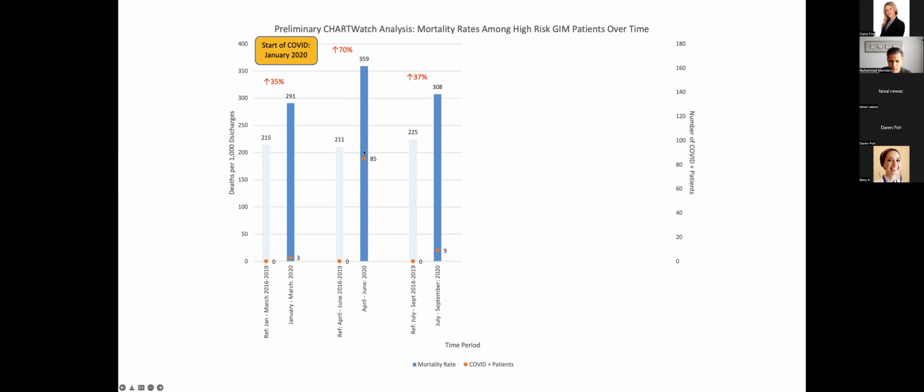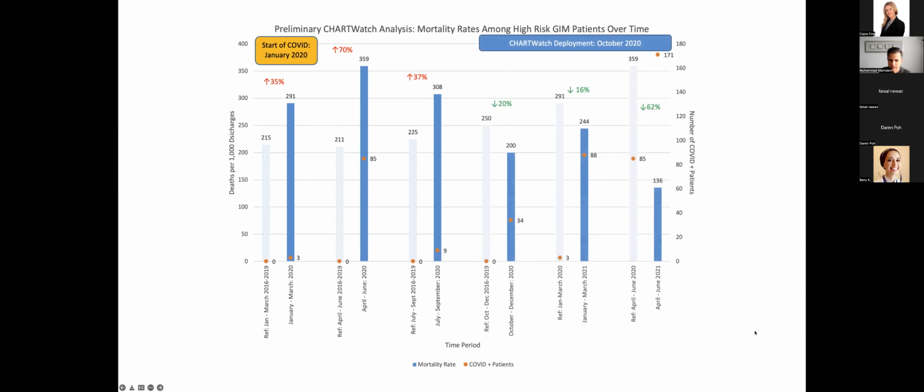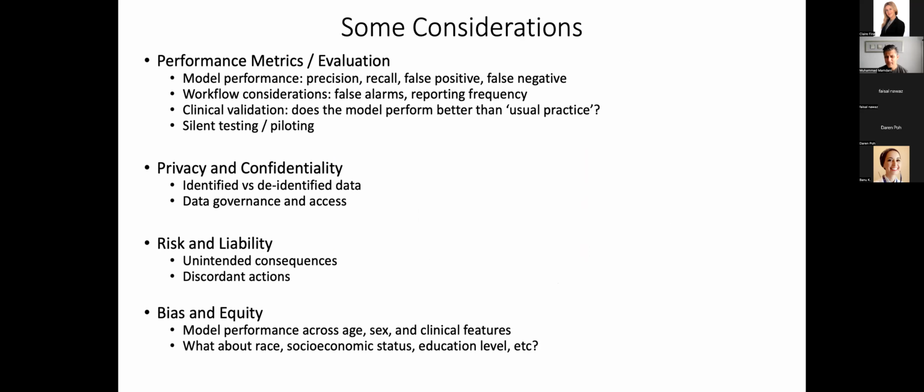April to June, we had many more COVID patients in the hospital, a 70% increase in mortality. When we look at July to September, we had a good summer, not as many COVID patients. We still saw a 37% increase in mortality. This is when we decided to deploy the solution. Despite much higher cases of COVID, we still saw significant reductions in mortality. So we feel that this algorithm actually makes a difference and can save lives.